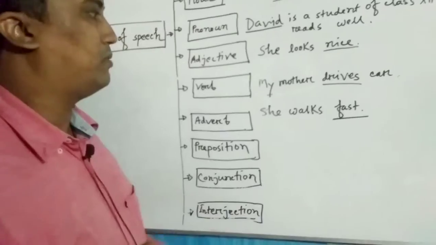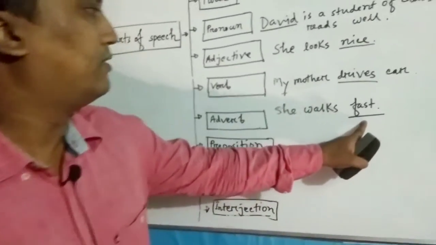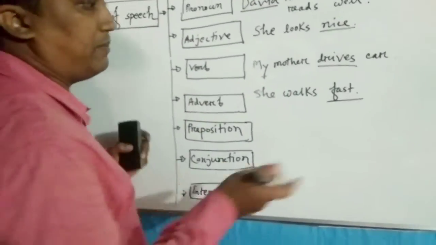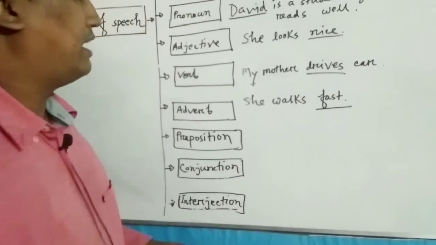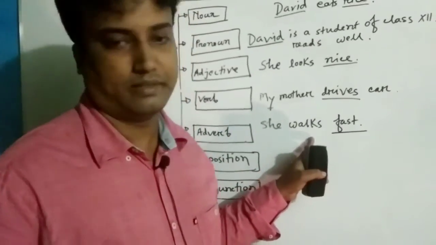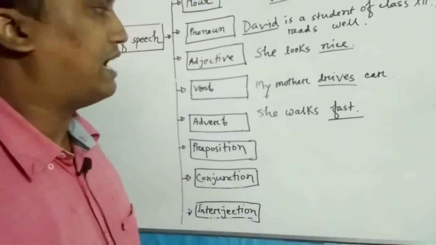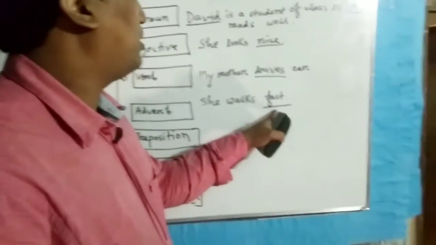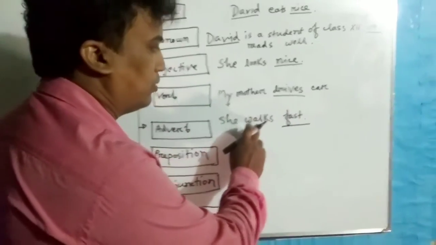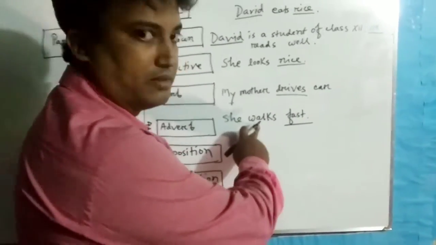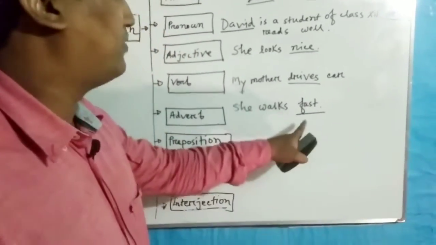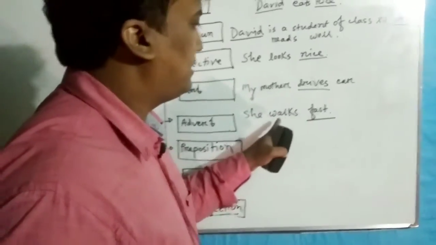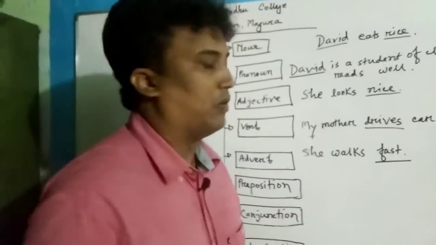Look at the underlined word fast. So if I make a question, how does she walk? The answer will come fast. So here fast modifies the word walk and the walk is verb. So here the word fast modifies walks.